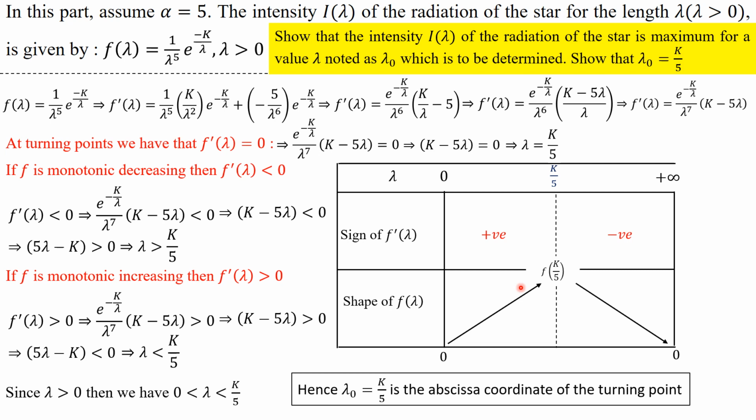So we can conclude that our lambda 0 is equal to k divided by 5 because it is the lambda coordinate of the turning point. And since we have seen that the turning point here has a maximum value, then for lambda 0 equal to k divided by 5, the intensity of radiation is always maximum.